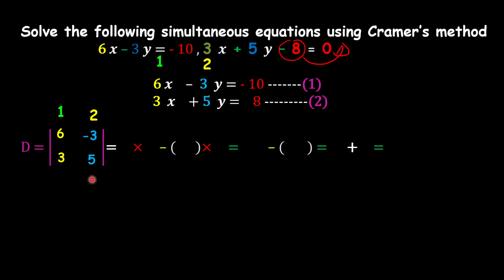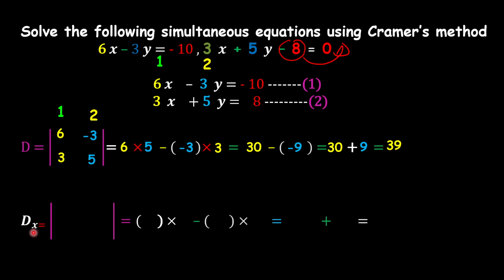Now find the value of this determinant. How to find out value of this determinant? First way, take cross multiplication. 6 into 5 minus, then we take second cross multiplication. How to take? Negative 3 into 3. Now 6 5s are how much? 30. Minus as it is, plus into minus becomes minus, and 3 3s are 9. Now 30 as it is, minus into minus plus 9. 30 plus 9 is nothing but 39.